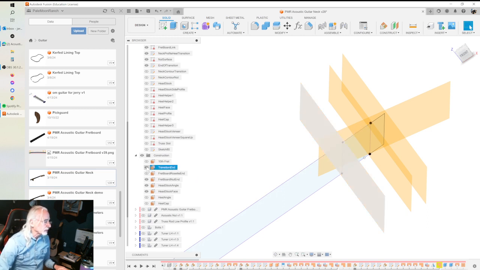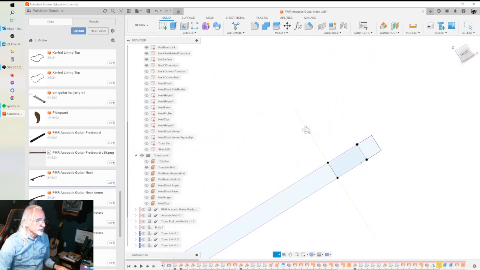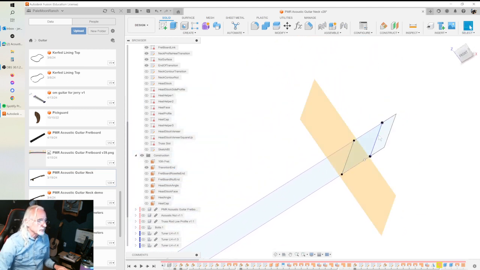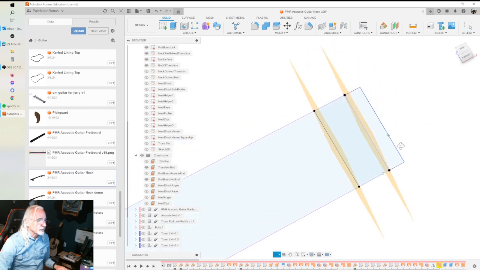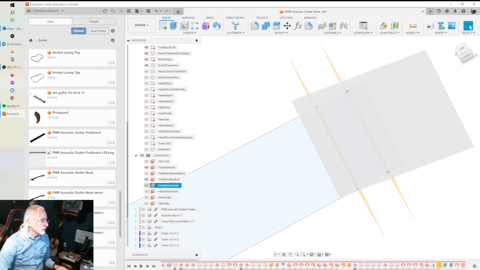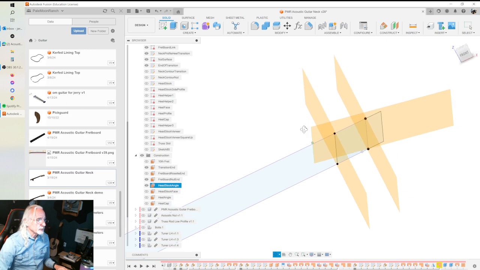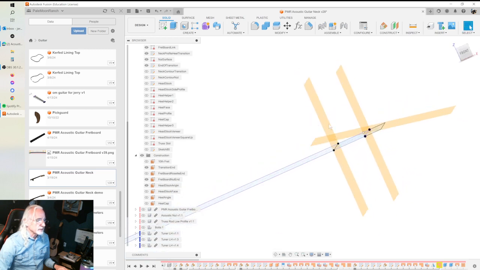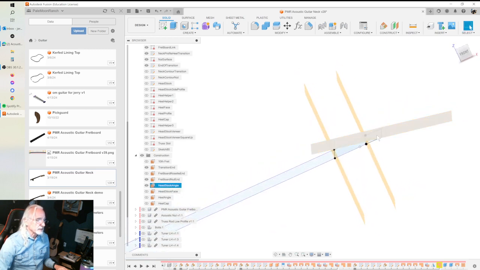I'm going to turn them all off, just one at a time so it's clear. Transition end goes on that line we drew and dimensioned off the nut end. Fretboard nut end goes on the line that is the end of the fretboard. Headstock angle goes on the line that is the back side of the nut, and the headstock face goes on that same line.